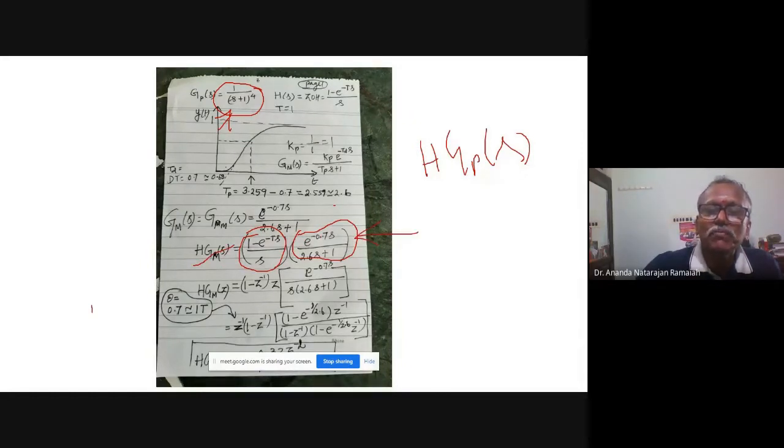That is e^(-0.7s). If you obtain the Z transform for this, you will get 1 minus Z power minus 1, and the remaining part is the Z transform of e^(-0.7s) upon s multiplied by (2.6 s plus 1). This dead time is approximated to 1, because we assume the sampling period equal to 1. The 0.7 is approximated to 1 sampling period, 1 second. Then that also comes out as Z power minus 1.